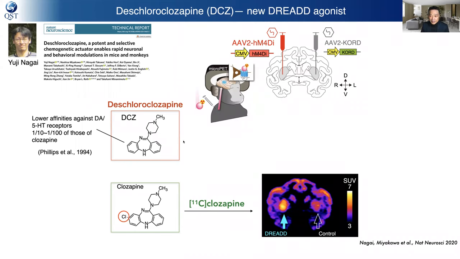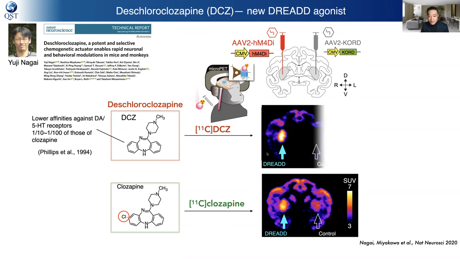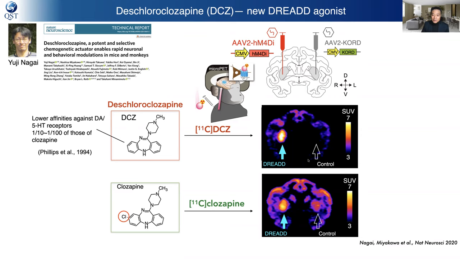So we tested carbon-11 labeled DCZ, injected it into the monkey, and obtained this kind of PET imaging. Now you can see here tracer accumulation specifically in the DREADD expression area in the putamen. And on the other side of the putamen, there is no signal at all. So we obtained this kind of high selectivity using DCZ.